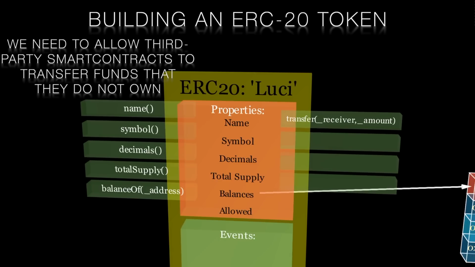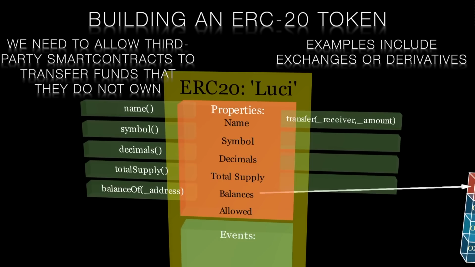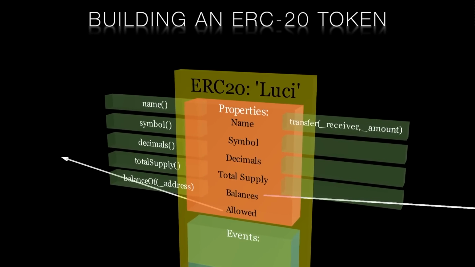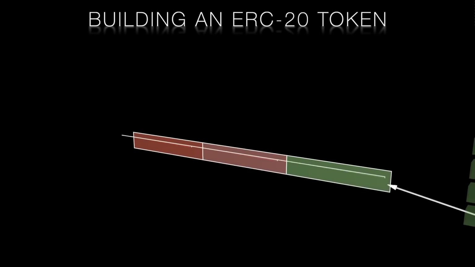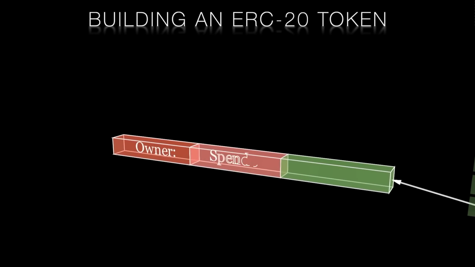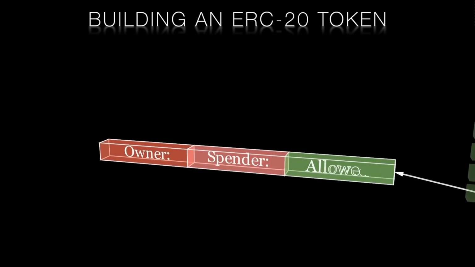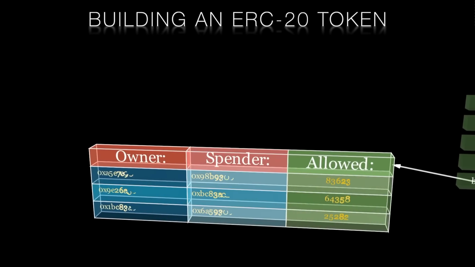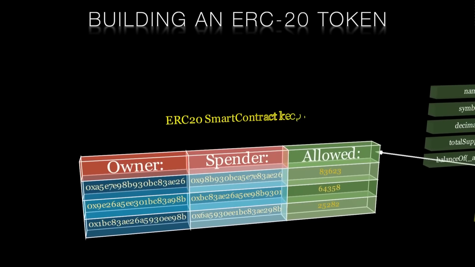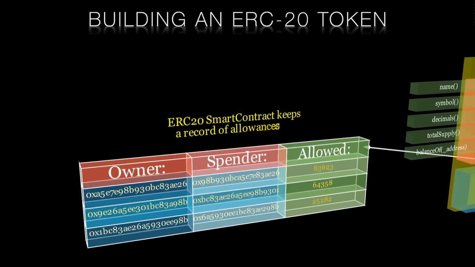The second transfer workflow is to allow third-party smart contract addresses to transfer funds on behalf of another account. A typical use case here is a third-party contract such as an exchange or a derivative smart contract transferring funds. To prevent unauthorized transfers, there are some additional steps required. Firstly, the ERC20 requires an additional mapping called allowed. This mapping contains two addresses, an owner's address linked to a spender's address. This pair of addresses maps to an amount that's allowed to be spent.